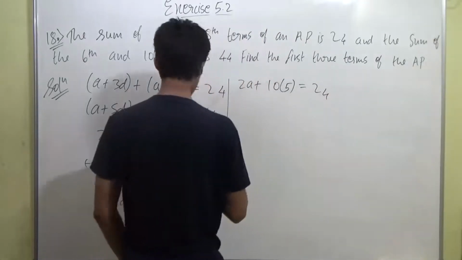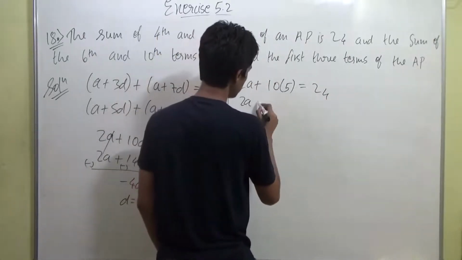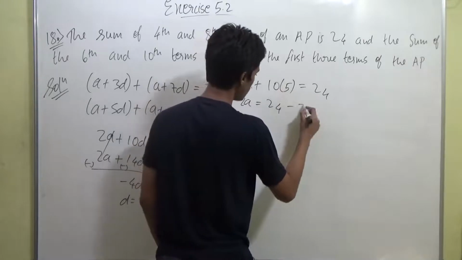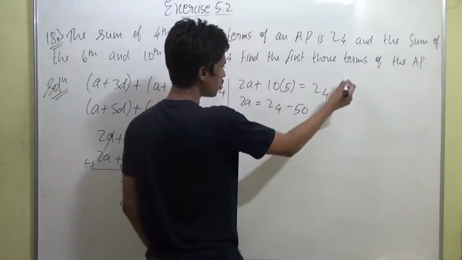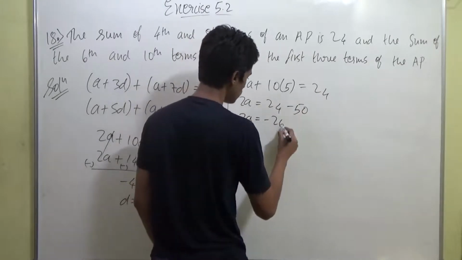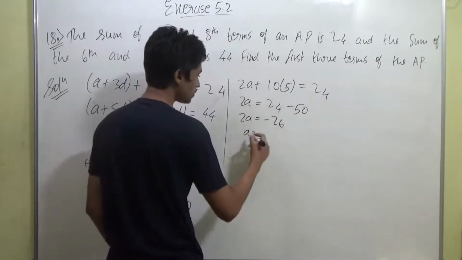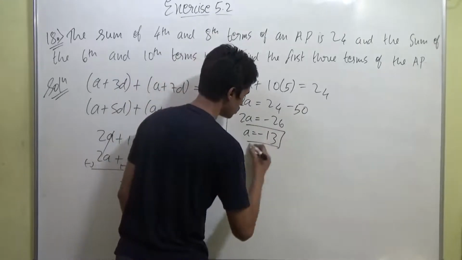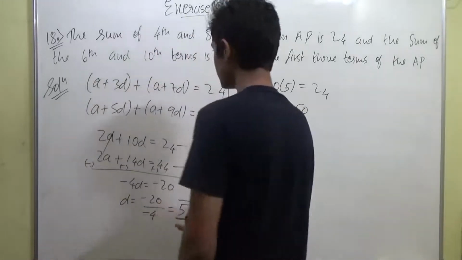Right. Done. Now 2A equal to 24 minus 50, because this 10 into 5 will go to RHS, we are taking to RHS. So 2A will become equal to minus 26. Then A will become equal to minus 26 by 2, it will become minus 13. So the value of A is minus 13 and the value of D is plus 5.